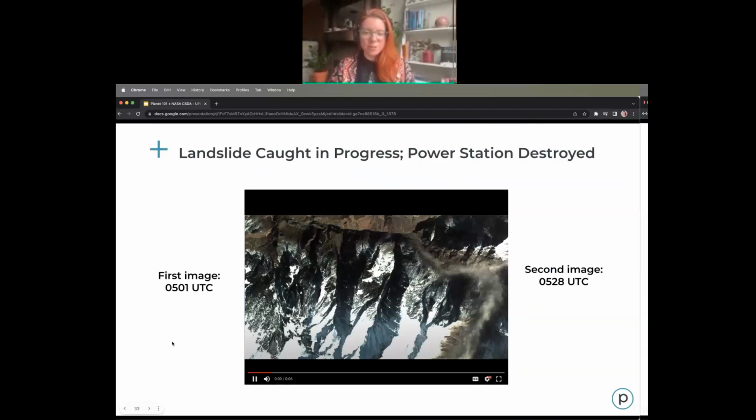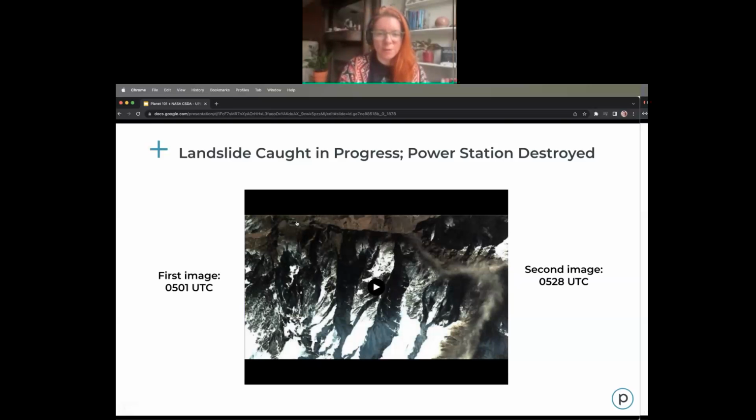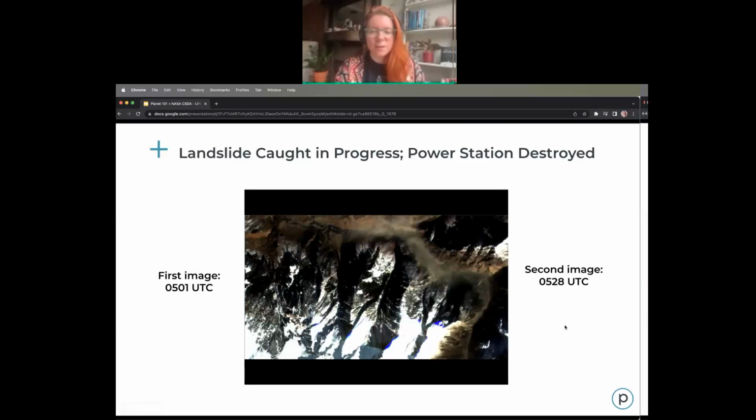And this is what those 2 images look like. So this is the before. The first power station is around here. The second one is over here. Hopefully my mouse is visible. The flood started at about 4:55 UTC, I believe it was. So we have the before and after here. And this is the dust cloud getting kicked up by the flood as it was moving down this valley.